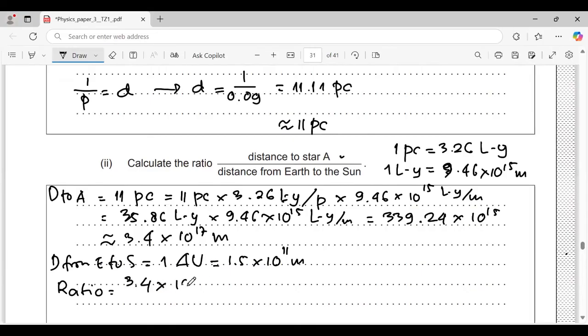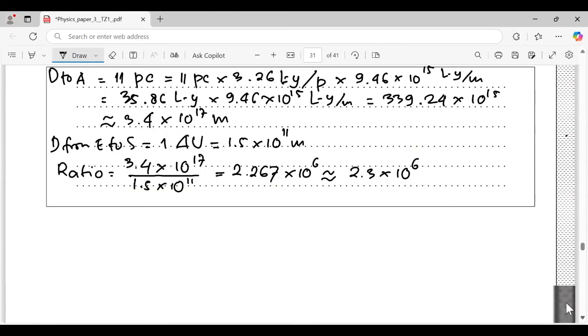3.4 × 10^17 over 1.5 × 10^11. And if you calculate, the result is 2.267 × 10^6, or 2.3 × 10^6. That one. Next.